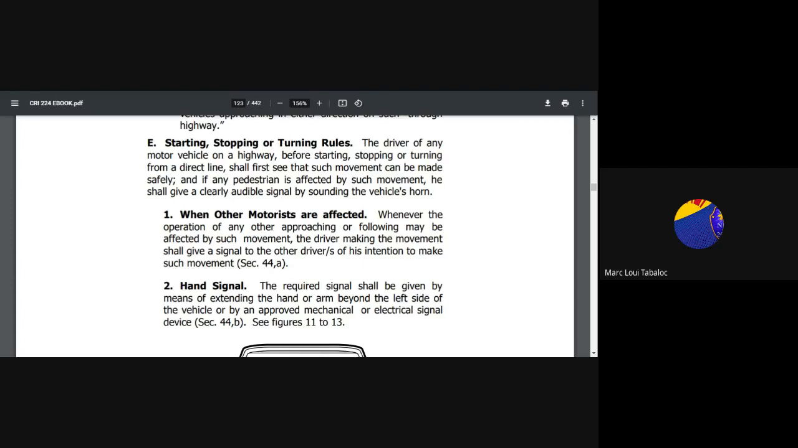But what if the turn signals of your vehicle suddenly break? That is the time you will use hand signals. For motor riders or even bicycle riders, this hand signal is very important.